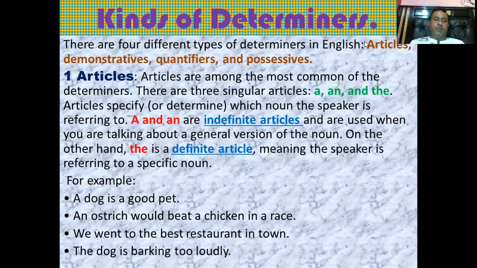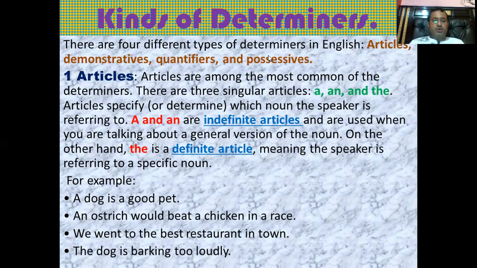A dog is a good pet. An ostrich would beat a chicken in a race. We went to the best restaurant in town. The dog is barking too loudly. Now, in the first two examples, the sentence is talking about dogs or ostriches in general, meaning any dog, any ostrich. When you mean in general, use an indefinite article.